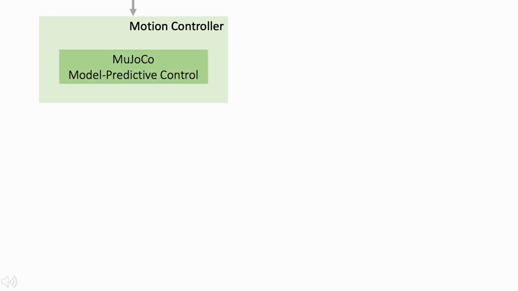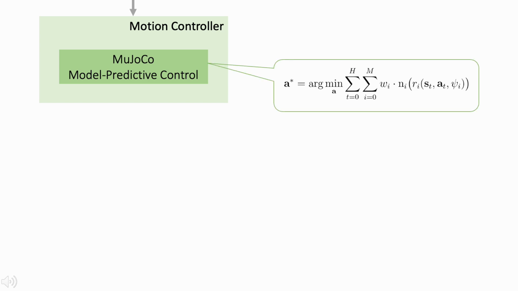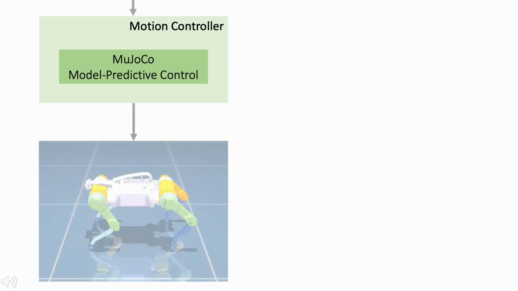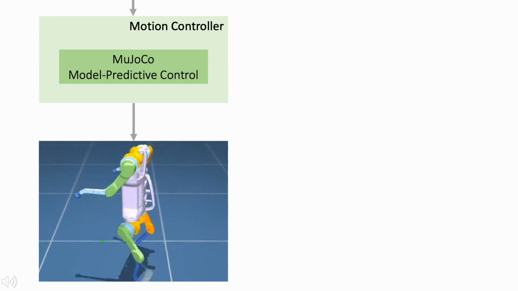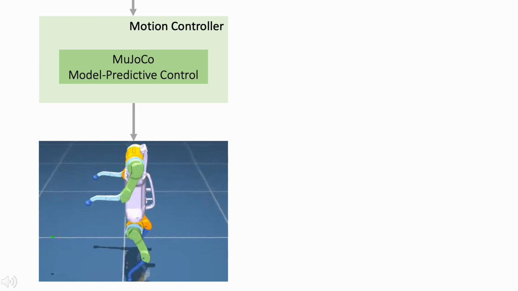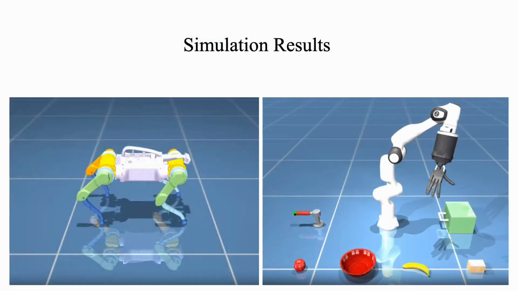We then use a motion controller to optimize the generated reward function. We use MJPC, which interactively solves a trajectory optimization problem that maximizes the given reward to determine optimal low-level robot actions. We evaluate our method in simulation on two robots, a quadruped robot and a dexterous manipulator robot.